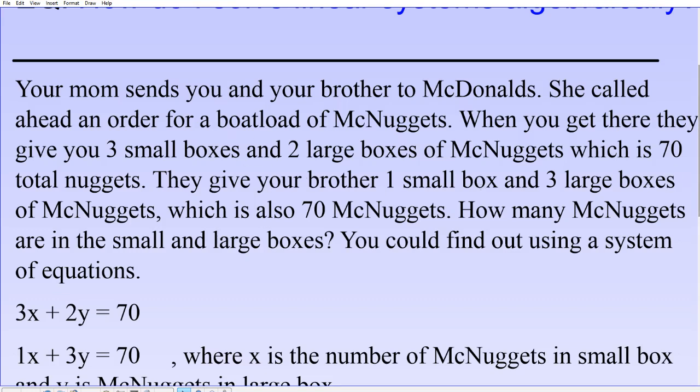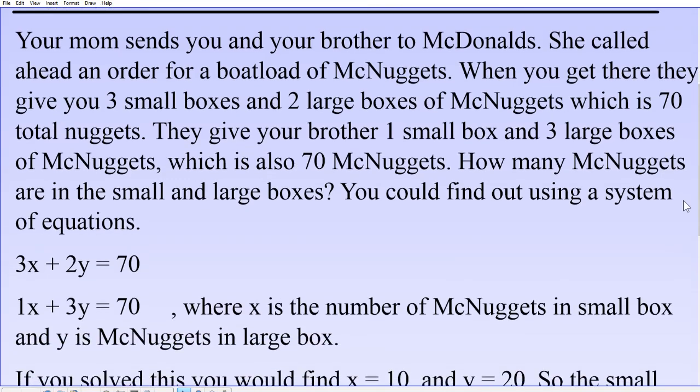So this is not really a "did you know." It's more of an example of what systems of equations are going to be able to do for us here. It says your mom sends you and your brother to McDonald's. She called ahead and ordered a boatload of McNuggets. When you get there, they give you 3 small boxes and 2 large boxes of McNuggets, which is 70 total nuggets. They give your brother 1 small box and 3 large boxes of McNuggets, which also has 70 in it. The question is, how many McNuggets are in the small and large boxes? You can find out by using a system of equations.